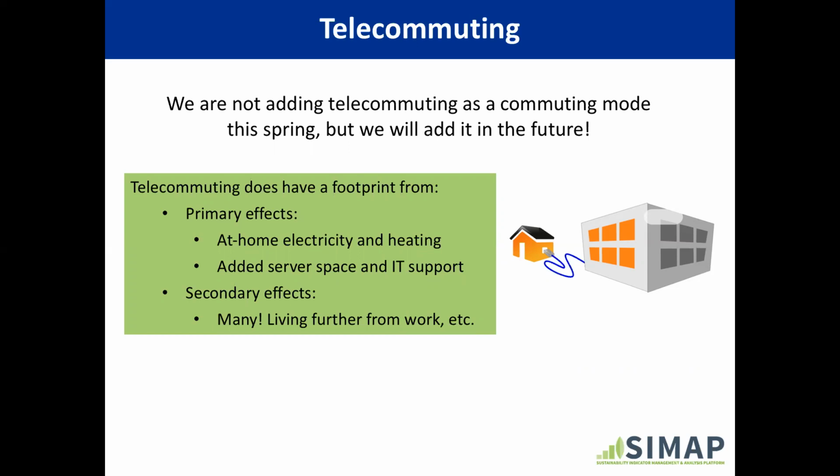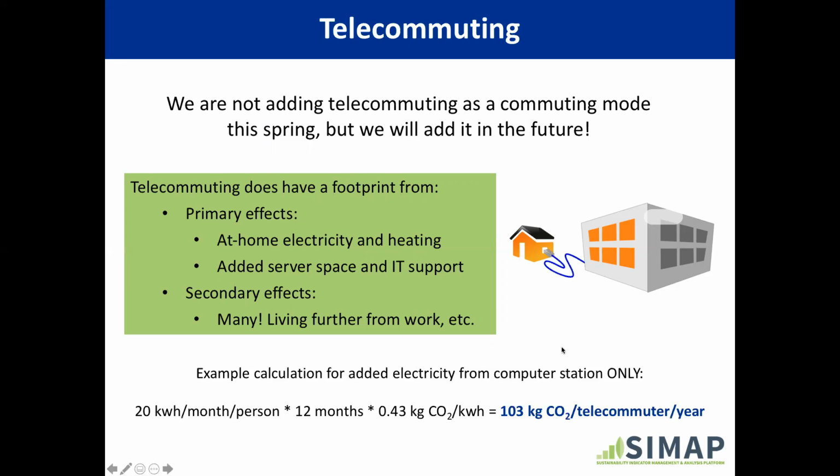They may have a larger house and have higher electricity and heating needs if they live further away. And so there are lots of different secondary effects that could be considered here. Our discussions right now with the commuting working group, and we also welcome feedback from all of you, is that we really want to focus on these primary effects and maybe even more specifically just on the added electricity required from at-home workstations. So here we have an example calculation just from a computer station, just the added electricity use from powering your monitor, your computer during work days.